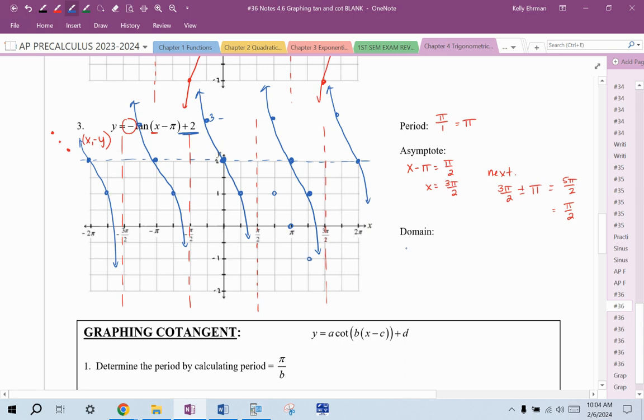What's the domain for this? All reals. X is not equal to, the first asymptote I found was 3 pi over 2. Add to that the period, k times, where k is an integer.